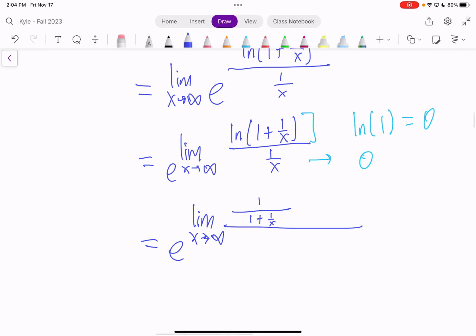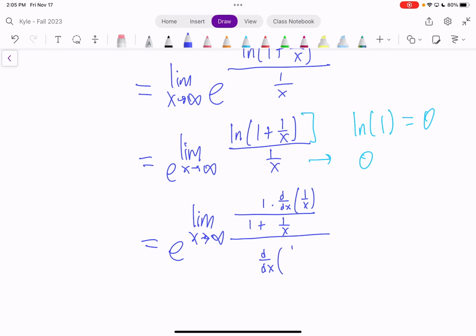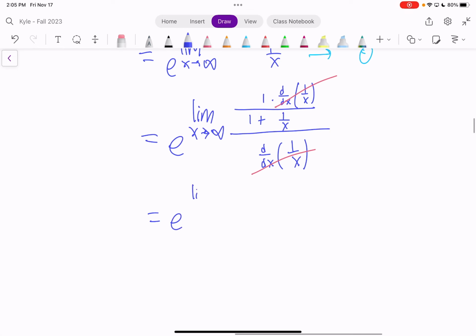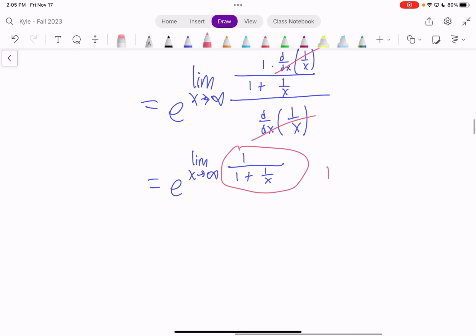Sorry, this is really small. We'll have 1 over 1 plus 1 over x. We'll multiply by the derivative of 1 over x. I'm actually not going to calculate those because those are going to cancel out from each other. So we'll be left with e to the limit as x goes to infinity of 1 over 1 plus 1 over x. This is going to tend towards 1. So we'll get e to the 1, which is just e.